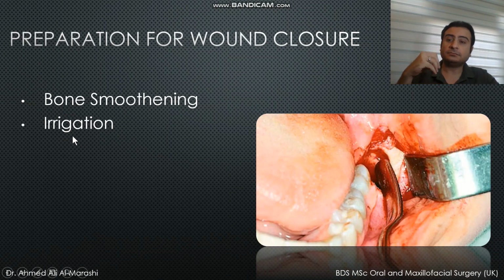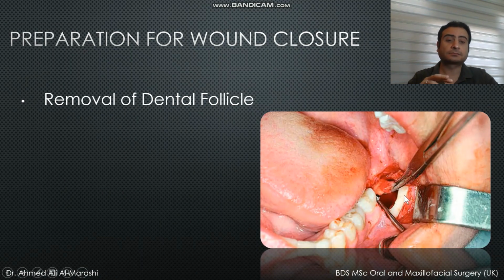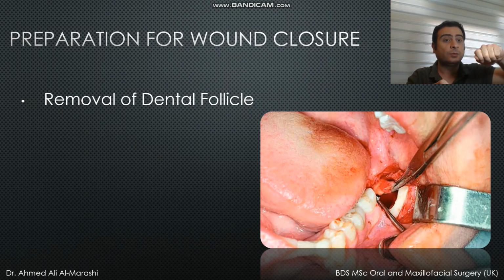So following the irrigation and bone smoothing, we need to remove the follicle. The follicle, if it remains within the surgical site, can cause cystic changes, so it's better to remove the follicle. Never leave the follicle behind. For this procedure, we need to use a curette, a periapical curette, which is a small surgical curette, and a hemostat to grasp the follicle. With constant pressure from the hemostat to withdraw the follicle, we can use the curette to remove its adhesion from the bone.